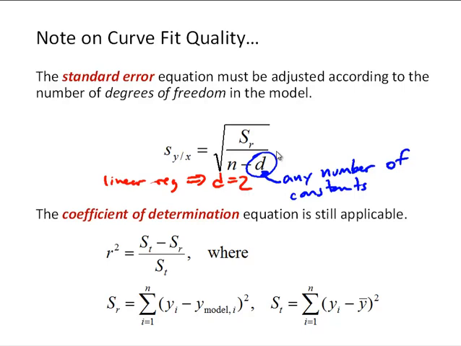Now the coefficient of determination doesn't depend on the number of constants. That's still the same, ST minus SR over ST, where ST is the squared 2 norm of the residuals with respect to the mean, and SR is the squared 2 norm of the residuals with respect to the model. And that concludes this video.